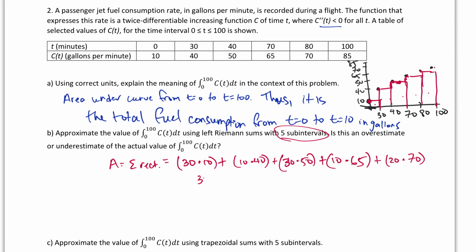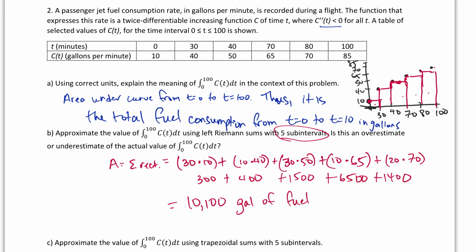So 300 plus 400 plus 1500 plus 6500 plus 1400. Add all this up, I get 10,100 gallons of fuel, and that's what's going to be used.